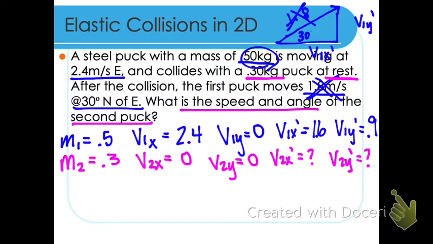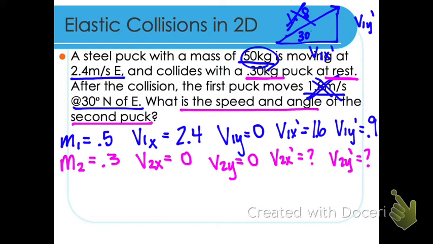We want to know the speed and angle of our second puck, so we have to find the information about our second puck. Then we're going to be able to build a new triangle based on V2x prime and V2y prime to tell us our final speed.